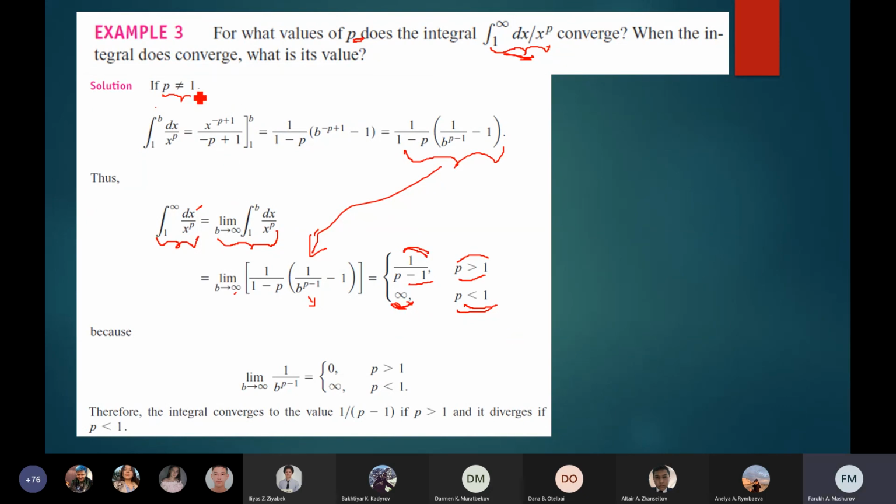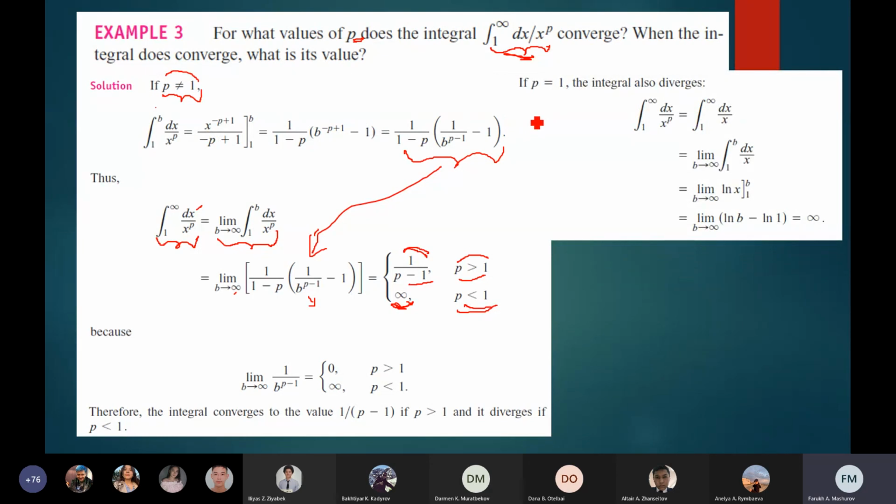Okay, and it remains to consider the case when p is equal to 1. So let's write what happens if p is equal to 1, guys. We put 1 instead of p, and it means that we have just x, yeah, because x to the power 1 is equal to x. So let's find the integral of this function. To find it, we again use the definition of an improper integral, and we again use a limit here. We just write b, and then we find the limit.